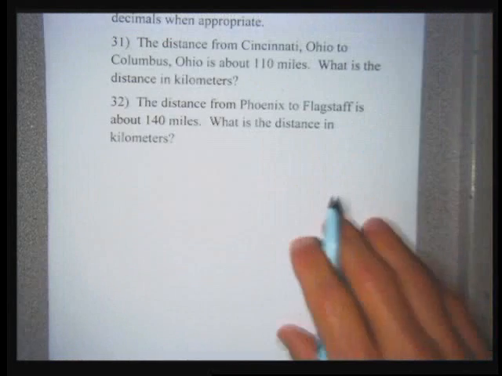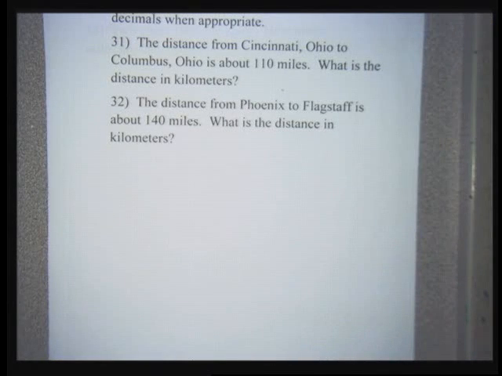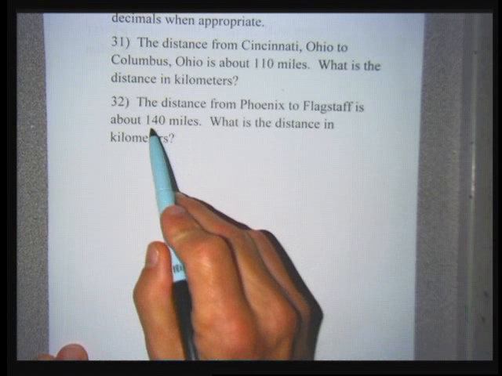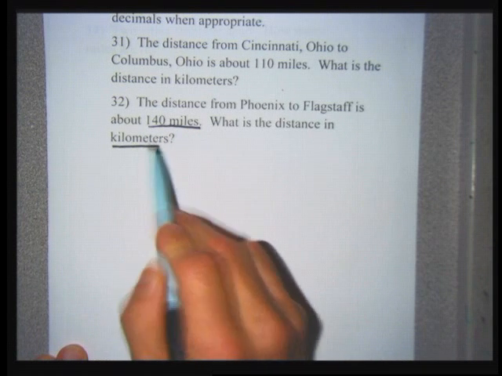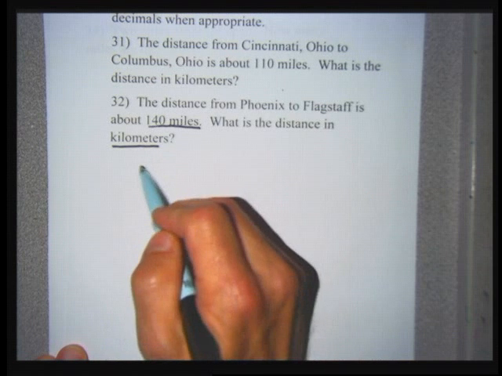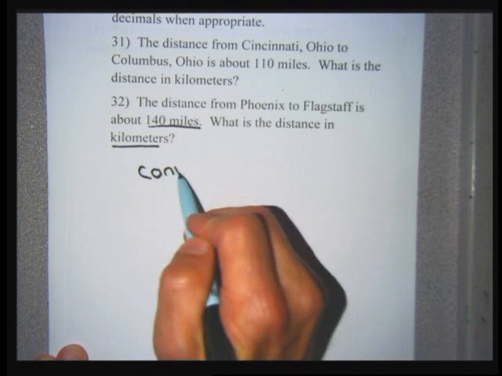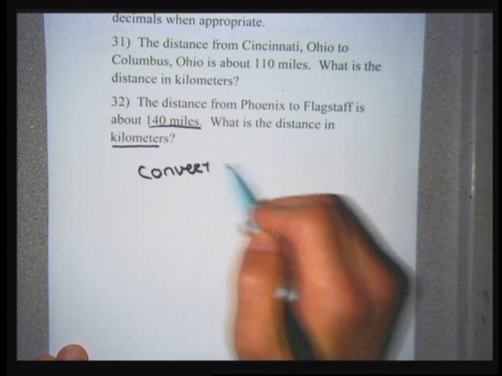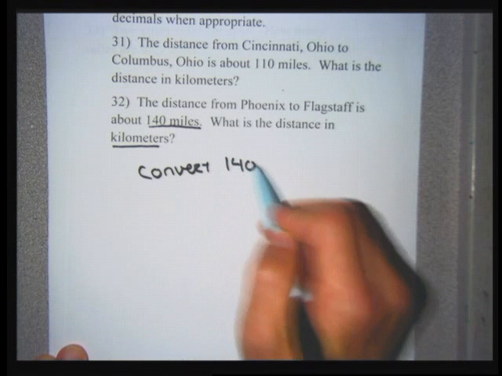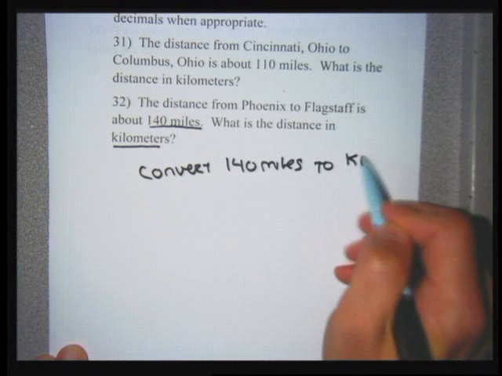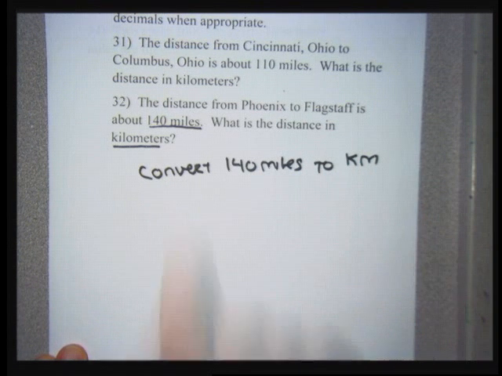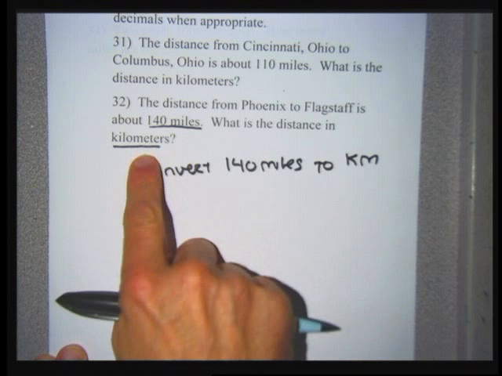Okay, homework. 31 and 32 basically have the same problem. We have to figure out what we're asked to convert. And in 32, I'm converting the distance from Phoenix to Flagstaff from miles to kilometers. So really, 32 is asking me to convert 140 miles to kilometers, because it tells me the distance in miles, it wants the distance in kilometers.